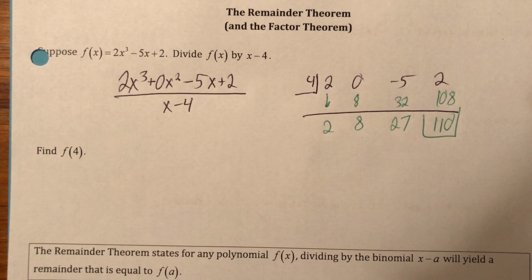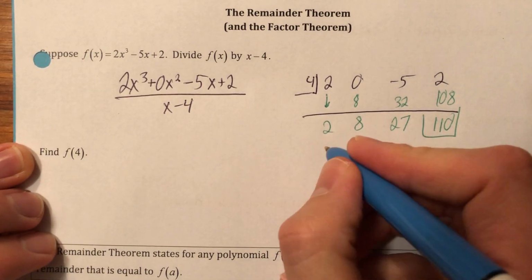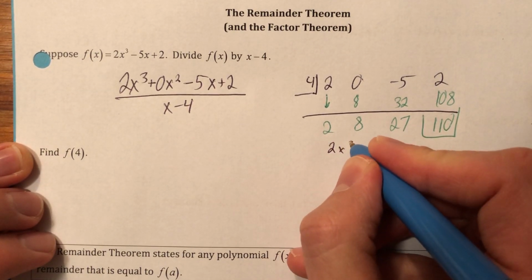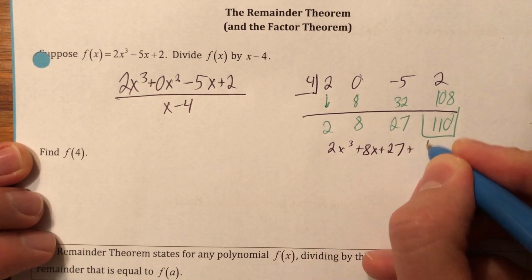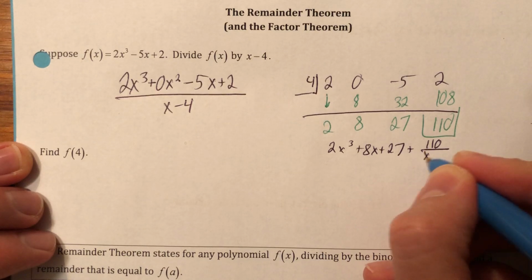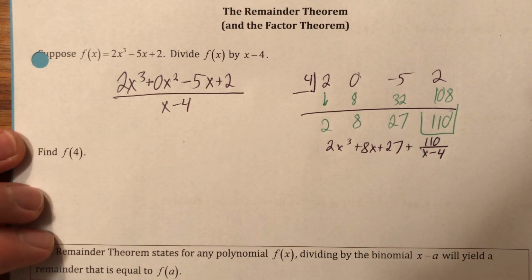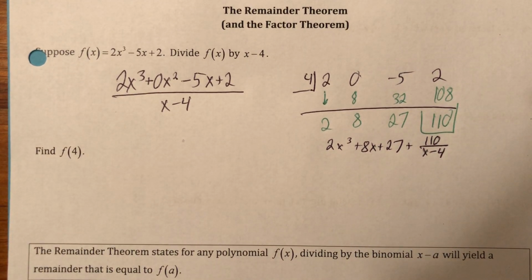Okay, so we just divided that. Well, let's get the actual answer. When we divide it, we have 2x cubed plus 8x plus 27, and then we have a remainder of 110 over x minus 4. Okay, so there we go. We did it. We did what they told us to do. Now, we're going to notice something kind of cool about this in a second.